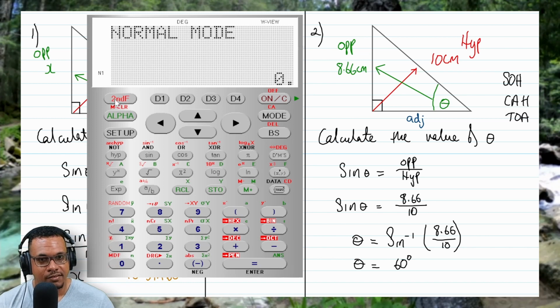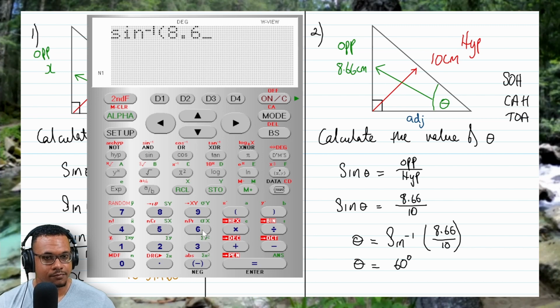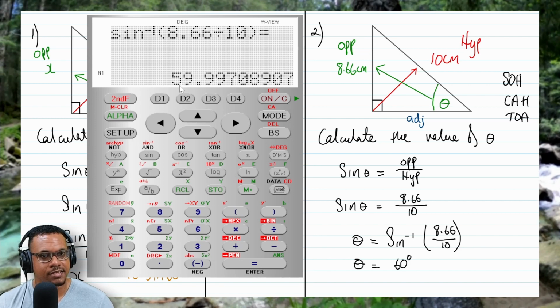Now notice we have second F, right? That means second function. If I press sine on this calculator, see sine alone comes up. I'll clear that off. If I press second function, then sine, then the sine with the -1 comes up, which is the sine inverse. So this calculator needs to open brackets, and then put in the 8.66 divided by 10 and then close brackets, press equal, and you see you get the same thing, 59.997 and so on, which is approximately 60 degrees.